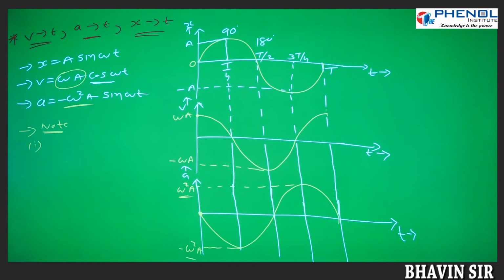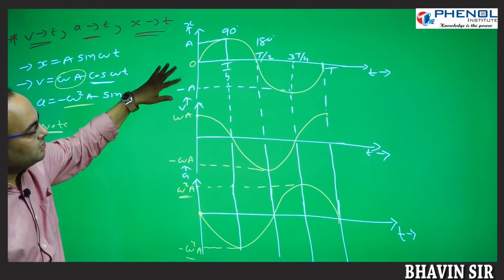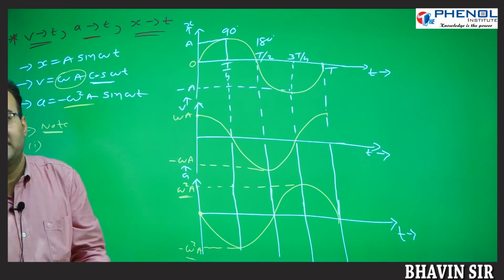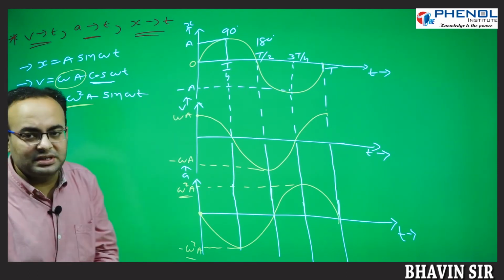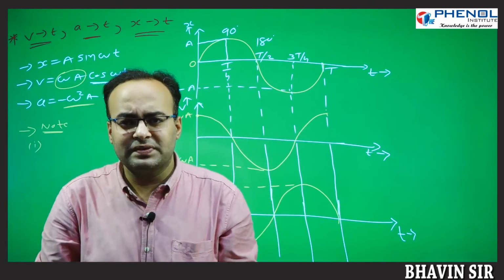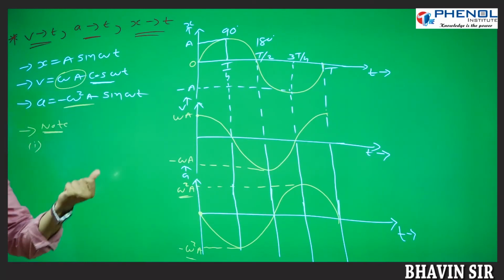What is the phase difference between displacement and velocity for SHO? See, displacement starts from 0, velocity starts from maximum. So what is the phase difference? 90. Because displacement starts from 0, velocity starts from maximum. So what is the phase difference? 90.